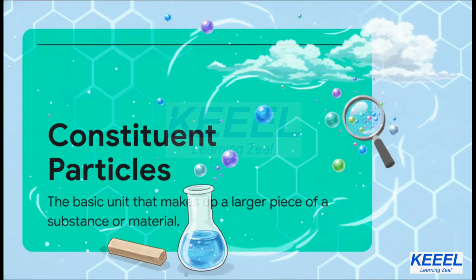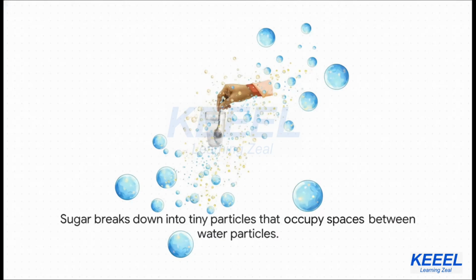So here's the single most important idea of this whole explainer. Everything, the chalk, the water, the air, you, me, is made up of things that scientists call constituent particles. Just think of them as the basic, incredibly tiny units that, when you clump millions and billions and trillions of them together, they make up all the stuff that we can actually see and touch and interact with in our world.